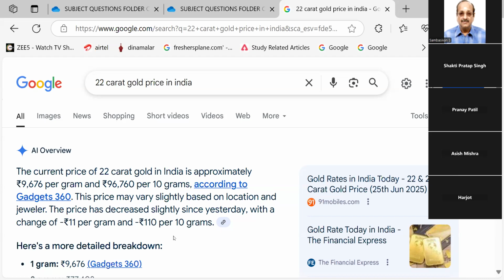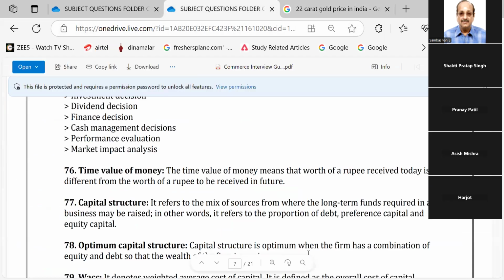9,676 into 8. Did you understand how much? Roughly 78,000, 77,000 it will go to. Now you understand. 100 rupees of those days is equivalent to 70,000 rupees of today. That is, money loses its value because of inflation. I am not confusing you more.